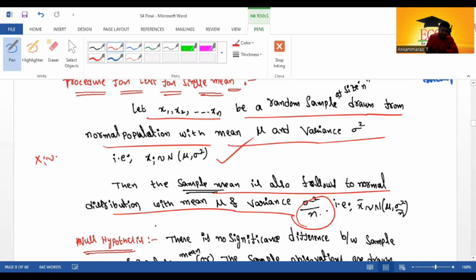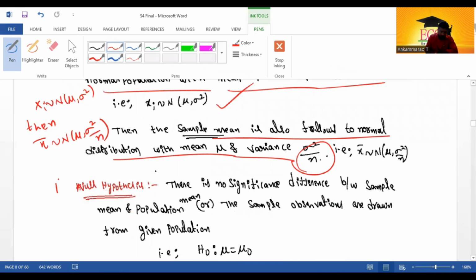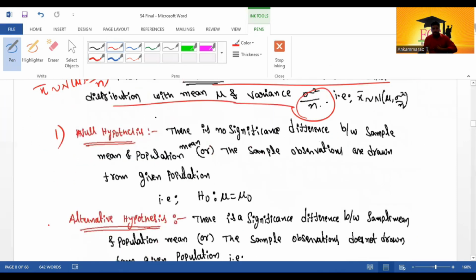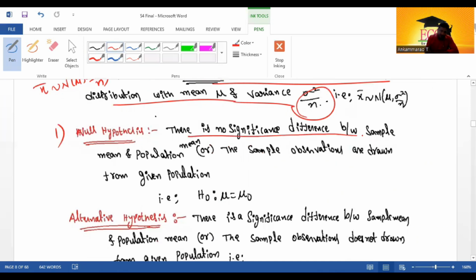ఎప్పుడైనా గుర్తుపెట్టుకోండి, xi follows normal distribution with mean mu variance sigma square అయితే then their sample mean also follows the normal distribution with mean mu variance sigma square by n. Here, the step 1 is null hypothesis. The null hypothesis, దేని టెస్ట్ చేయమని చెప్పా? Sample mean, population mean. There is no significant difference between sample mean and population mean. Or it is also written as the sample observation drawn from the given population.